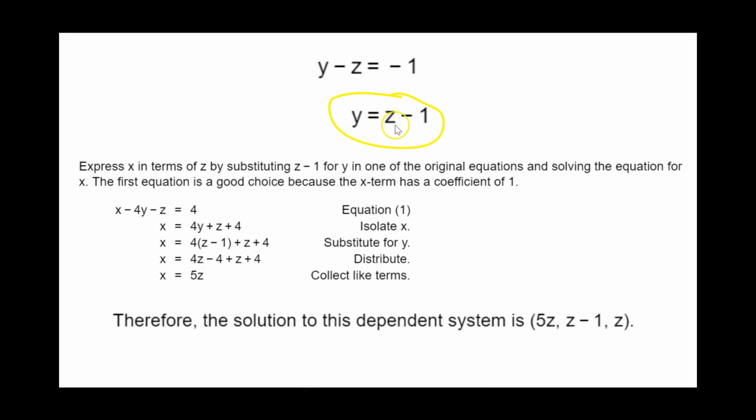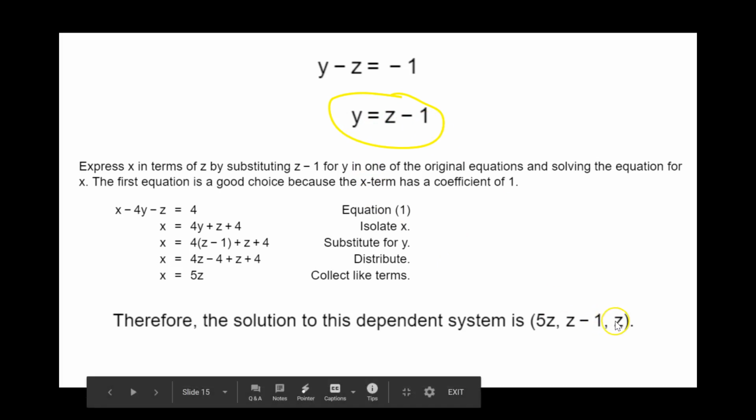That's what I got here. Y equals z - 1. And then z is just z because you see it here and here. So the infinite amount of solutions is going to be a dependent solution with this part here.